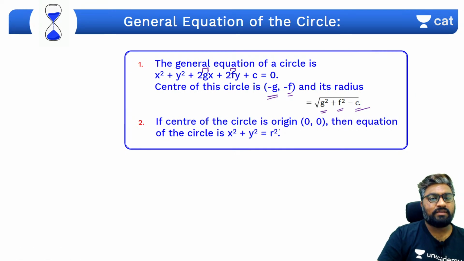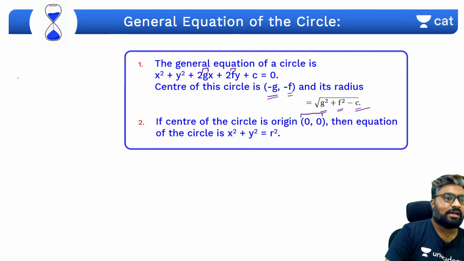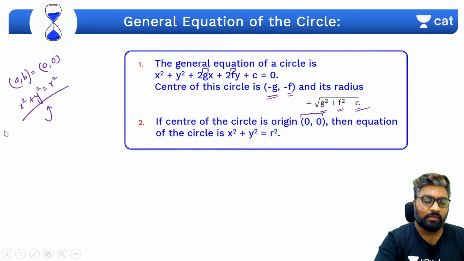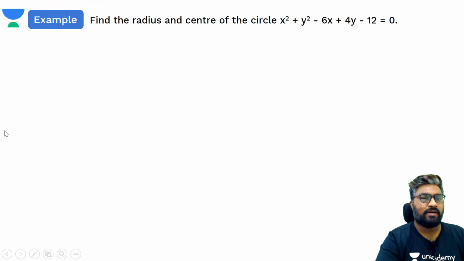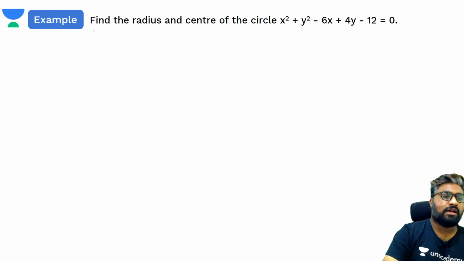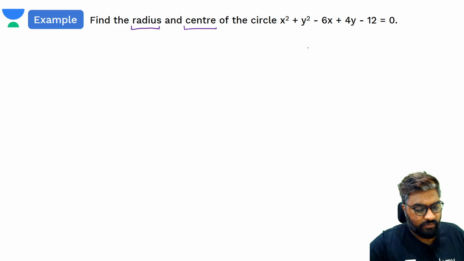And if the center of the circle is at the origin, that is, your a and b is nothing but 0, 0, then in that case what will happen? Your equation becomes x square plus y square is equal to r square. Done? That being said, let's start with our first question. Read this question, quickly try this out. They want us to find out the radius and the center of this particular given circle's expansion. Chalo, quickly try it.